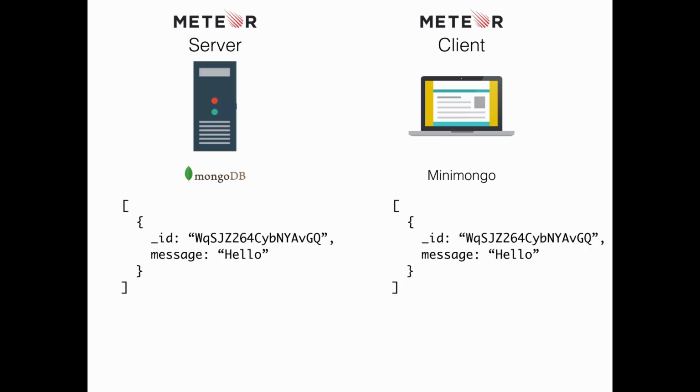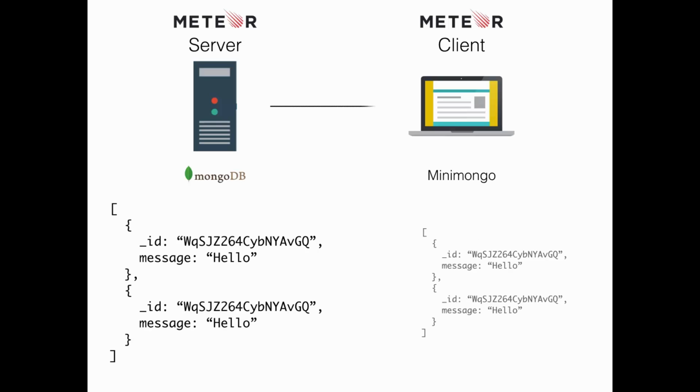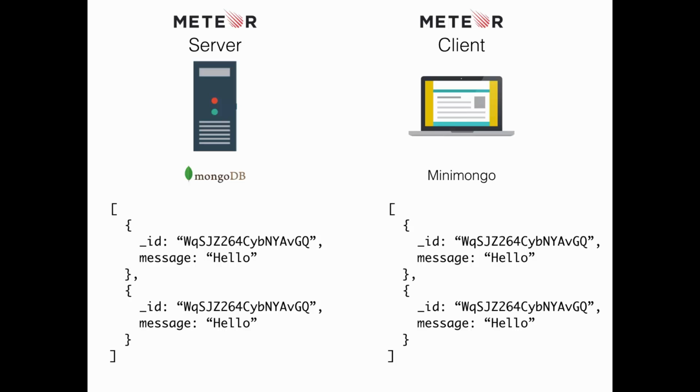So if something gets inserted into MongoDB, Meteor will automatically push it down to the client and insert it into Minimongo. And when Minimongo changes, Meteor will automatically update our UI if something is using data from the Minimongo database. So it's really powerful and really easy.